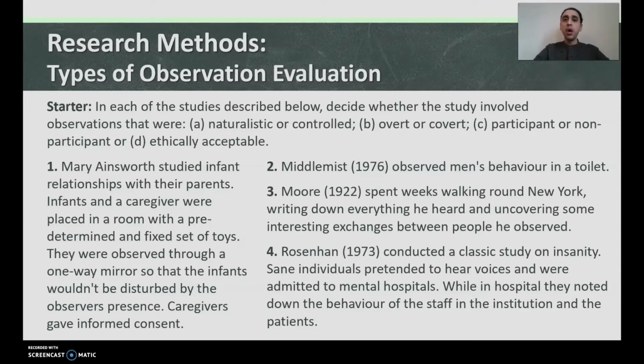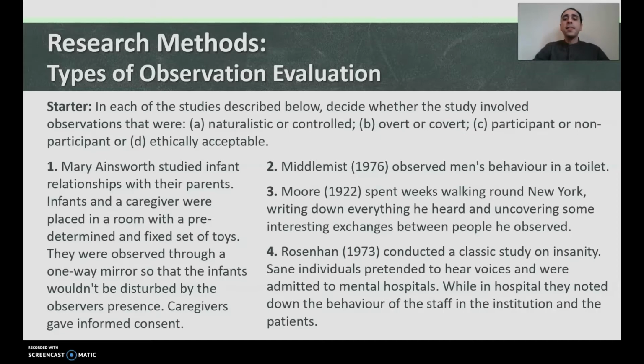And the last one, number four, Rosenhan in 1973 conducted a classic study on insanity. Sane individuals pretended to hear voices and were admitted to mental hospitals. While in hospital, they noted down the behavior of the staff in the institution and the patients. So in this example, naturalistic or controlled is a naturalistic experiment, okay? They pretended to be patients with schizophrenia and got admitted into a hospital. So it's in a natural environment. It's naturalistic because it's a mental health hospital or insane asylum as it was called back then in the 70s.